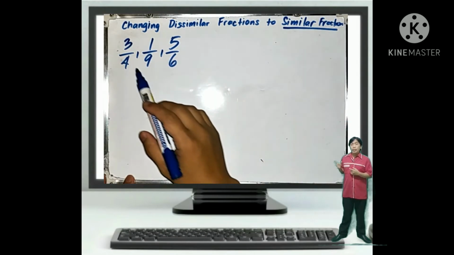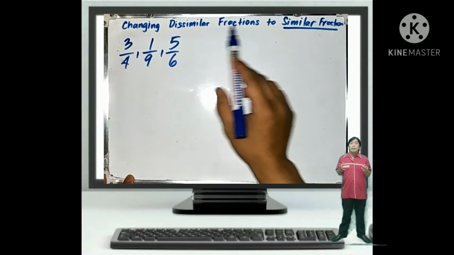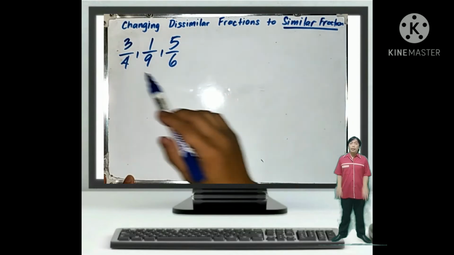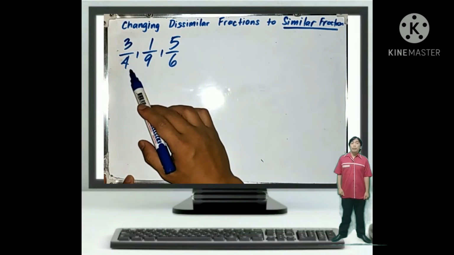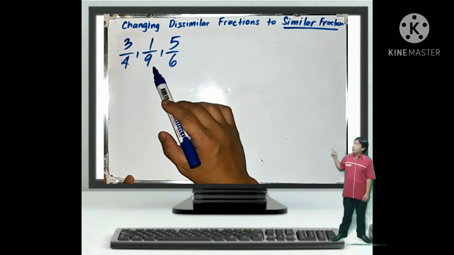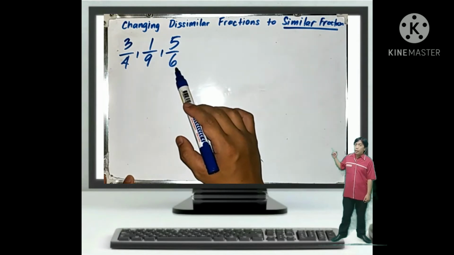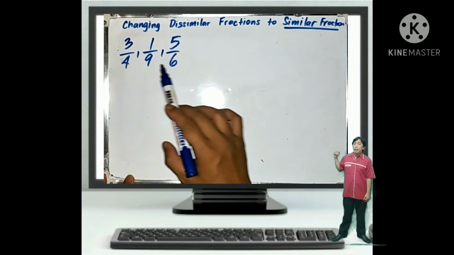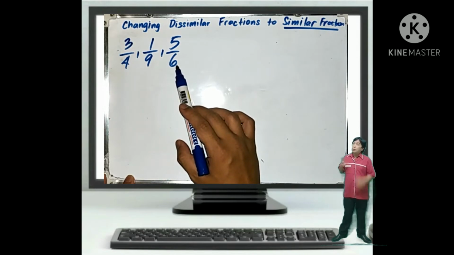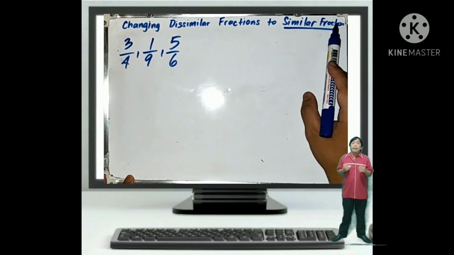Okay, let's have another example. Changing dissimilar fractions to similar fractions. The given are 3 over 4 or 3/4, 1 over 9, and 5 over 6. Since the denominators are different, they are called dissimilar fractions. Now, let's make it similar.